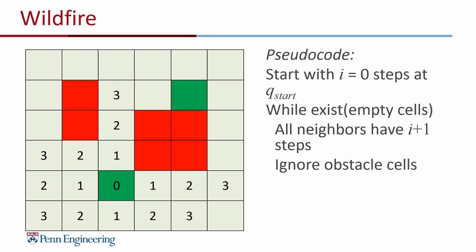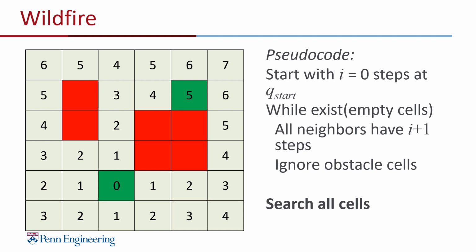And our fire continues to spread, and we get 3 steps away, and we continue spreading out until we have searched all of the cells in the configuration space. And we're going to update each cell with how many steps it is away from the start.